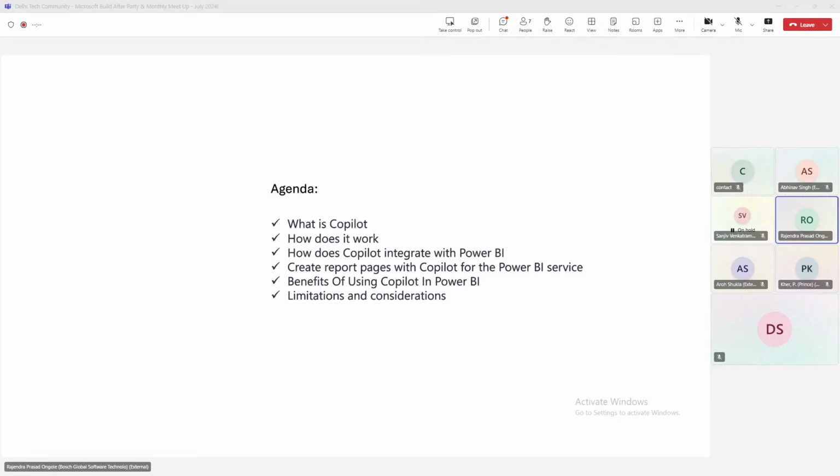So I have come up with an agenda covering what a Copilot is, how it is going to work, and how it is getting integrated with Microsoft in both Power BI Desktop as well as the Power BI service. I'm going to showcase some cool features at the Power BI service level too, which have been recently added. Along with that, I will discuss the benefits, limitations and considerations too.